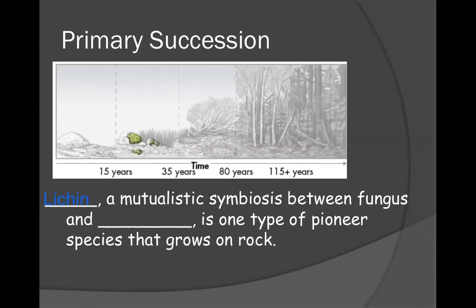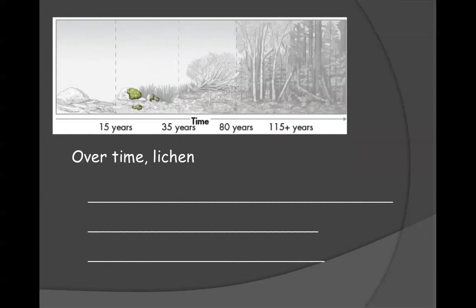Lichen, which is a mutualistic symbiotic relationship between fungus and alga, is one type of pioneer species that will grow on rocks. We're going to see them first, and over time they can fix nitrogen into a usable form, which is important for us because we can't take nitrogen in, and that's going to increase biodiversity. They're going to break down old rock, turning that into subsoil.